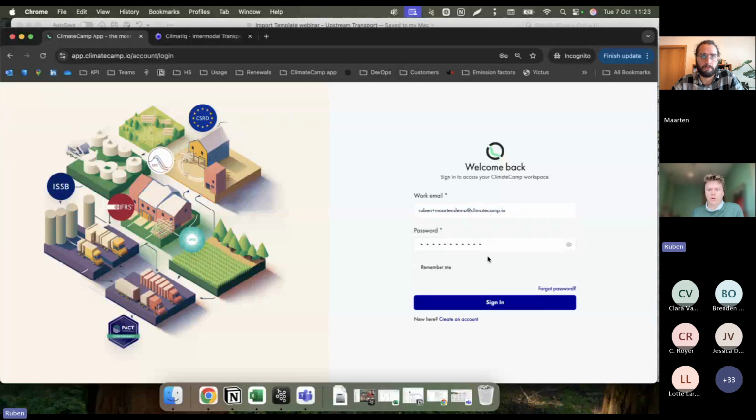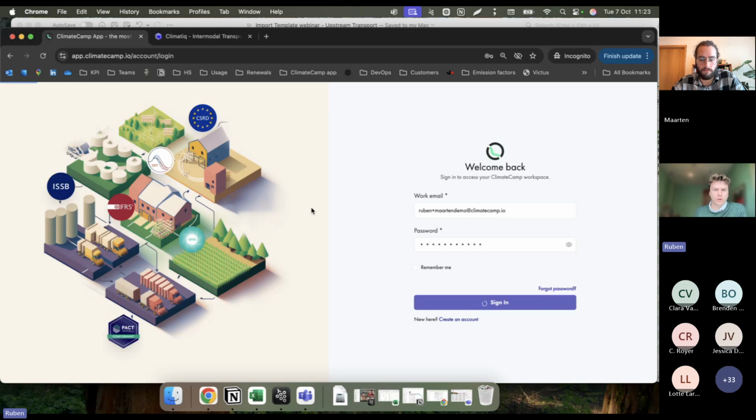Great. So I would like to now show how these calculations are done in Climate Camp. Climate Camp is a software as a service that helps companies to calculate their corporate carbon footprints, product carbon footprints, and has a very strong focus on engaging collaboration among the value chain to achieve reduction targets, be them aligned with SBTi or independent targets.